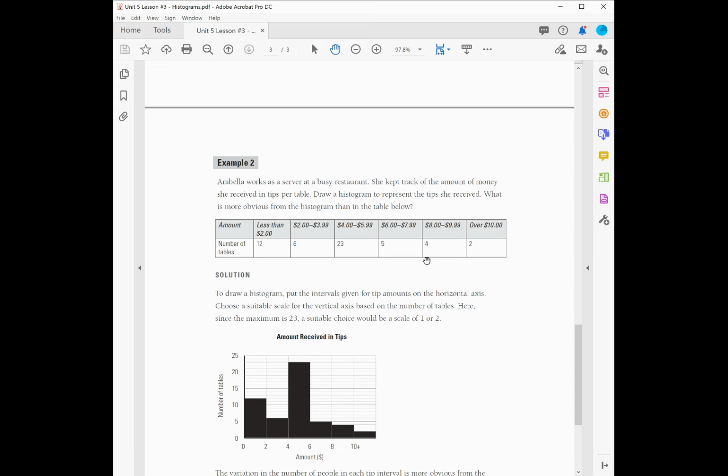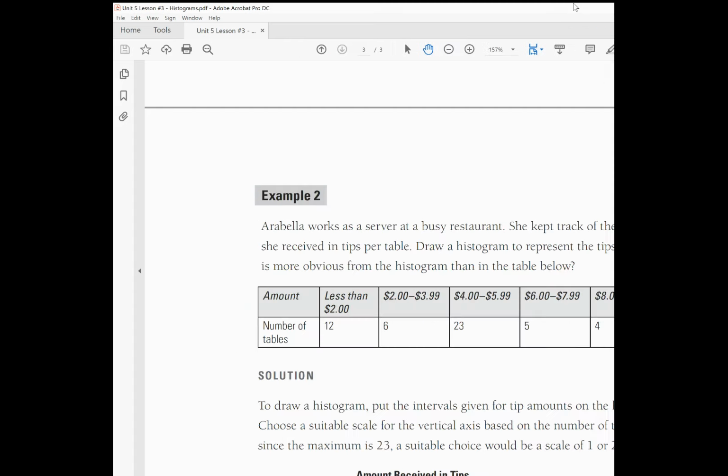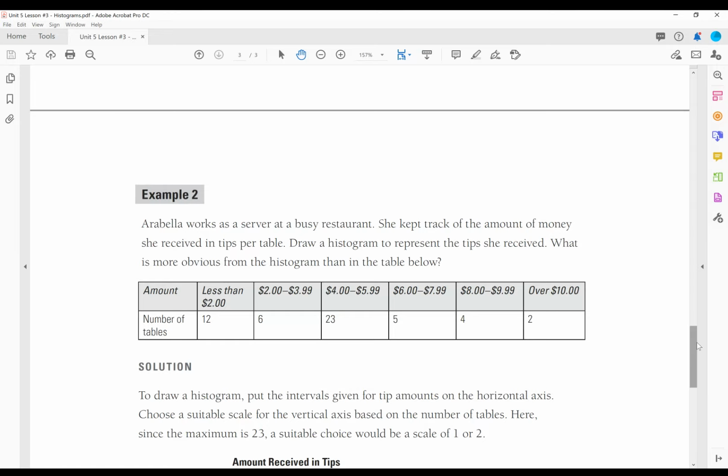Okay, guys, pretty short one here for you today. We are talking about histograms.